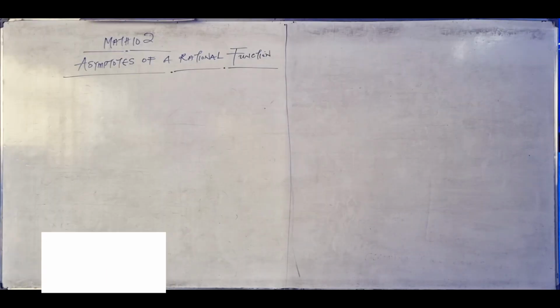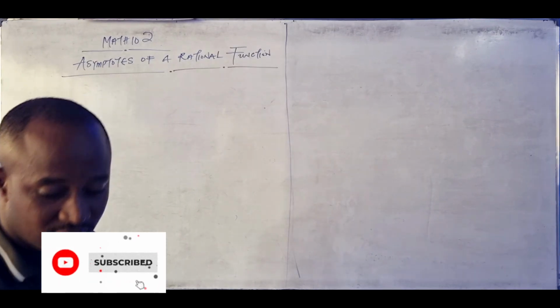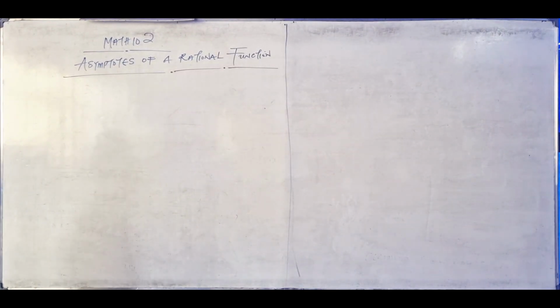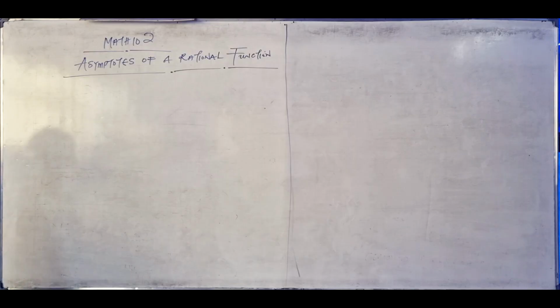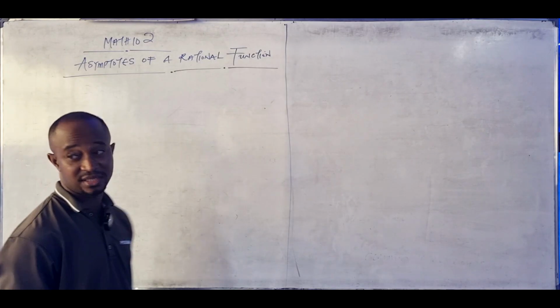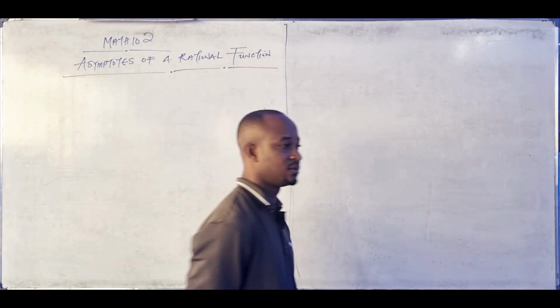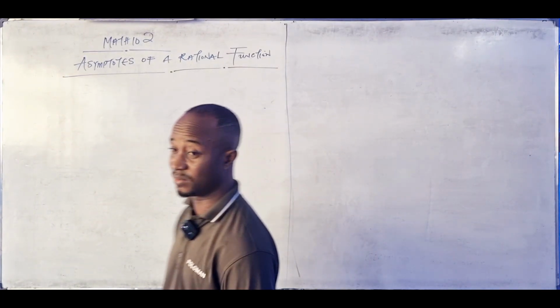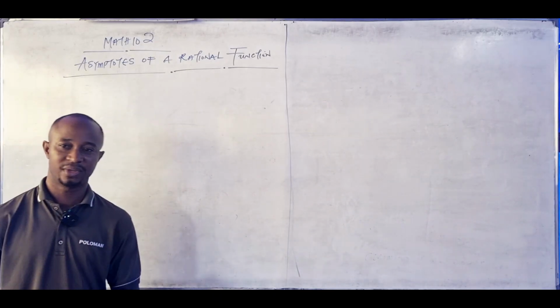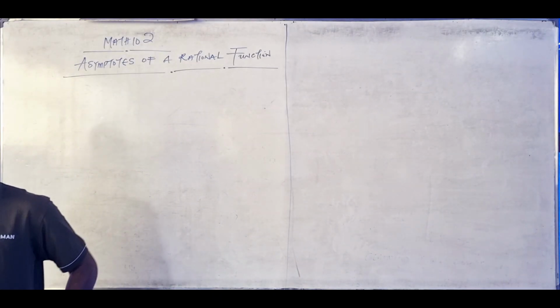Okay, we are starting now on Math 102, asymptotes of a rational function. Are you there? Some of you have already attended the lectures in school. I won't be talking much on this, but I will try to explain for proper understanding.